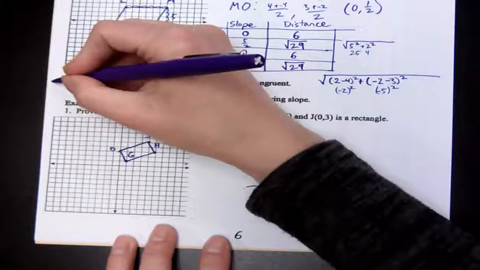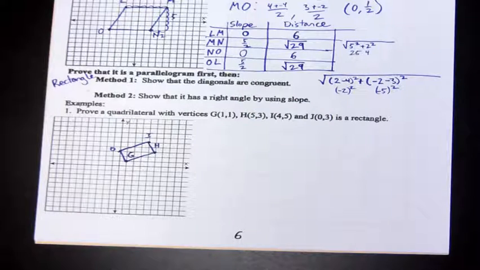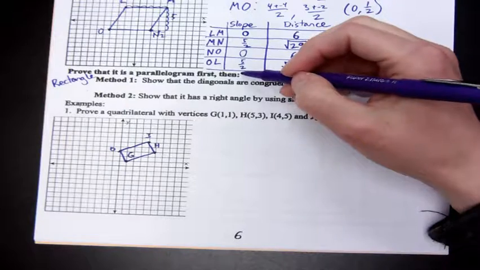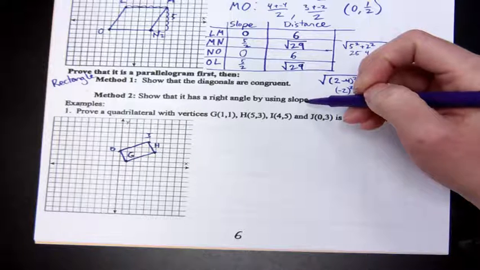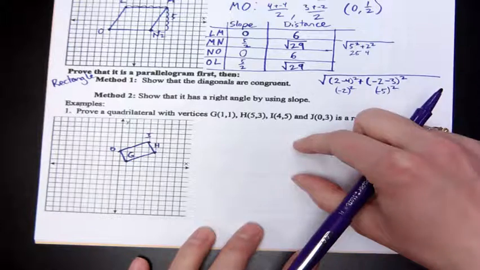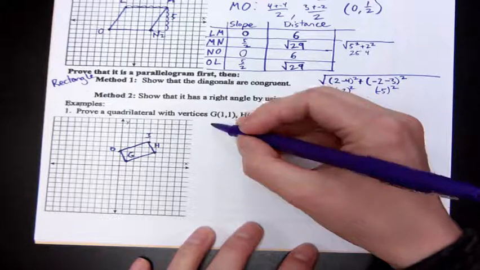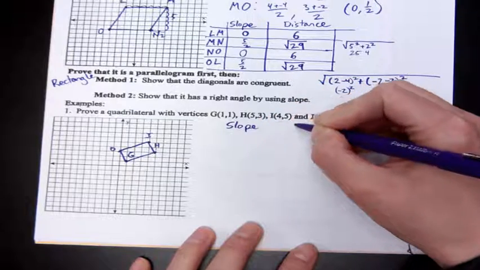Okay, so this is a rectangle. And so for a rectangle, we have to find the slope and distance. We have to prove it's a parallelogram first, and then we show diagonals are congruent, or we show that it has a right angle using slope. So what we're going to do with all of these, we're going to go ahead and just find our slope and distance, which is enough to prove parallelogram and prove our method 2 here. So let's, as quickly as possible, find our slopes and distance.